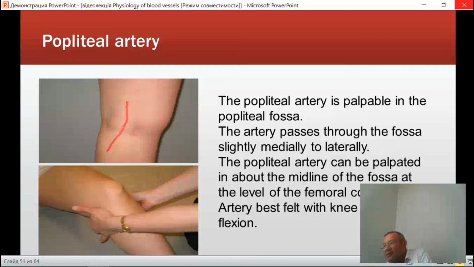Popliteal artery. The popliteal artery is palpable in the popliteal fossa. The artery passes through the fossa slightly medially to laterally. The popliteal artery can be palpated in about the midline of the fossa at the level of the femoral condyles. The artery is best felt with the knee in slight flexion.